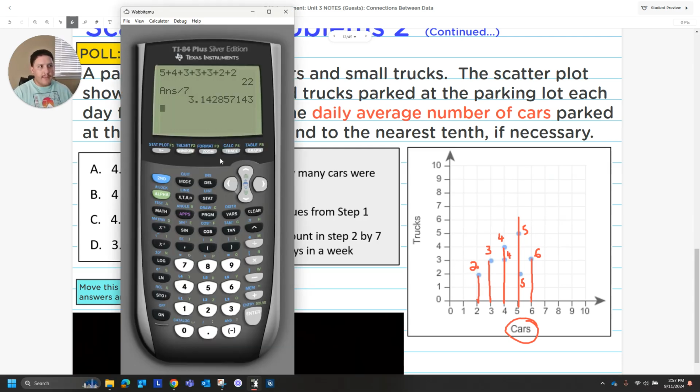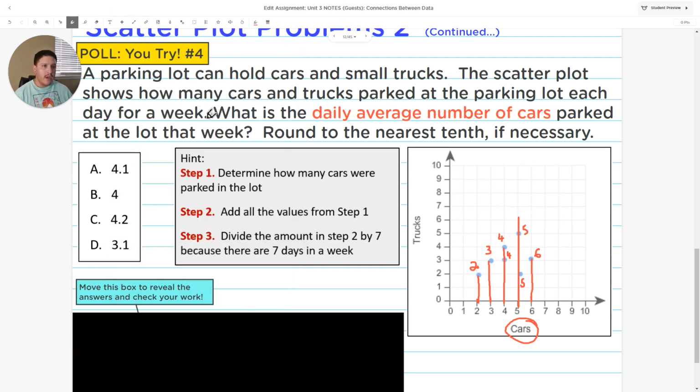So, grabbing the calculator, 2 plus 3 plus 4 plus 4 plus 5 plus 5 plus 6 should give me 29. Then I'm going to divide this by 7 because that's the number of data points I have: 1, 2, 3, 4, 5, 6, 7. Divide by 7 and round to the nearest tenth. This is going to be about 4.1 cars on average being parked in this parking lot. So about 4 cars per day for a week.